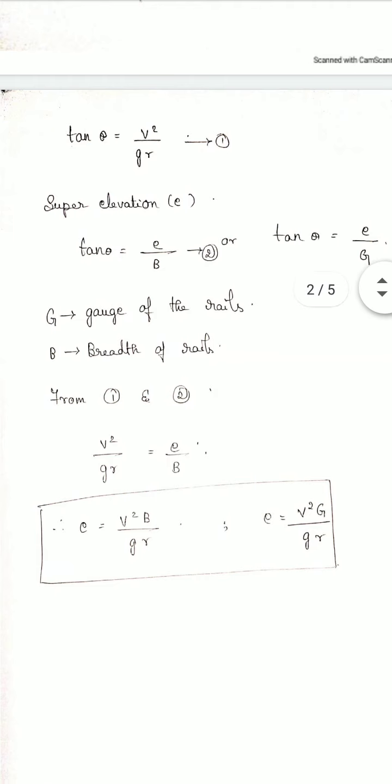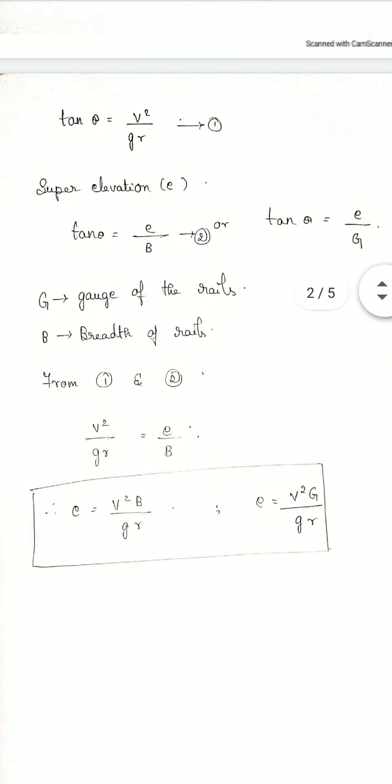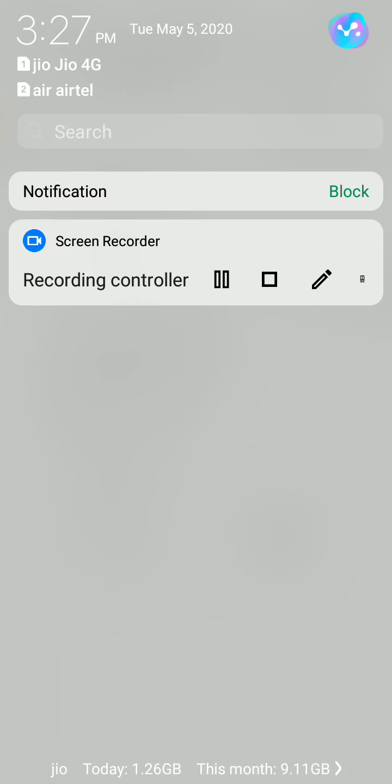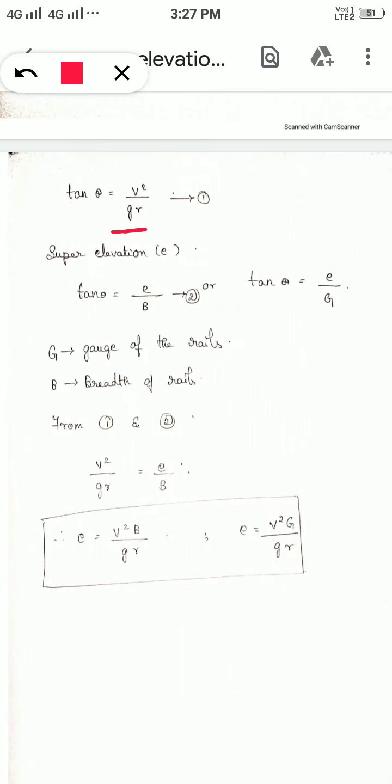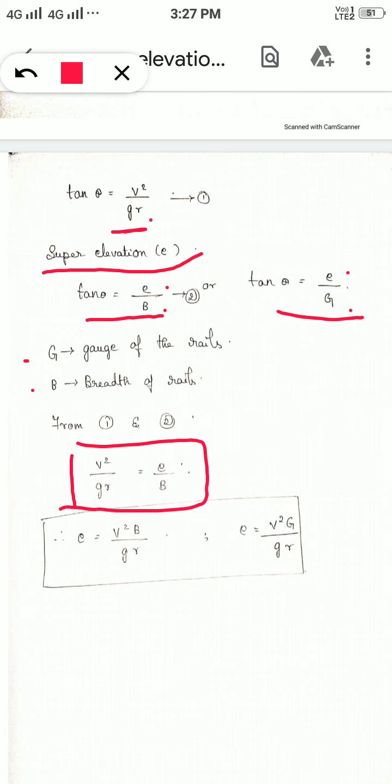See here, tan theta is equal to V square divided by g into R, where g is the acceleration due to gravity, R is the radius, and V is the velocity. To find the super elevation E, we have two formulas, that is tan theta is equal to E divided by B, and another one is E divided by G, where G is the gauge of the rails and B is the breadth of the rails. From these two equations, tan theta can be written as V square divided by gR. So V square divided by gR is equal to E divided by B. From that you can calculate E.